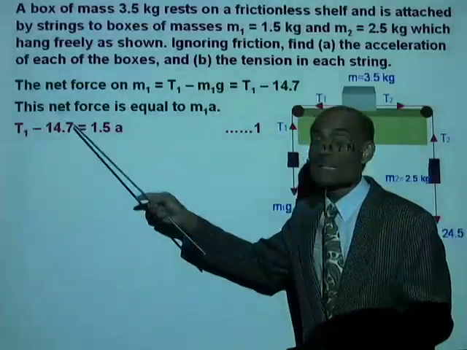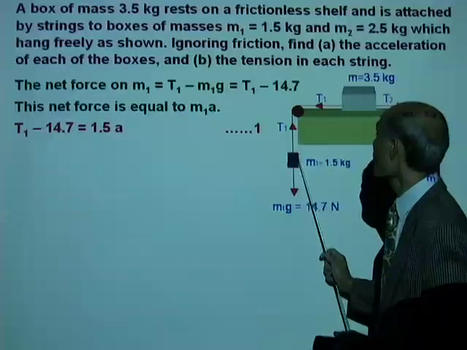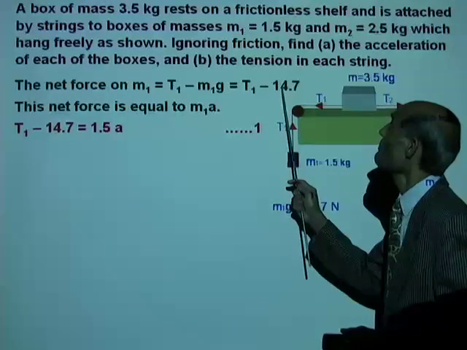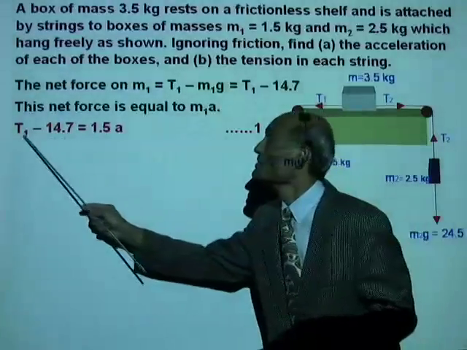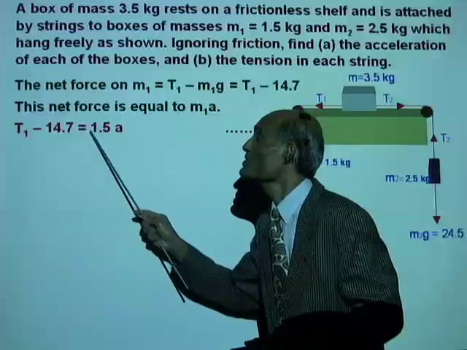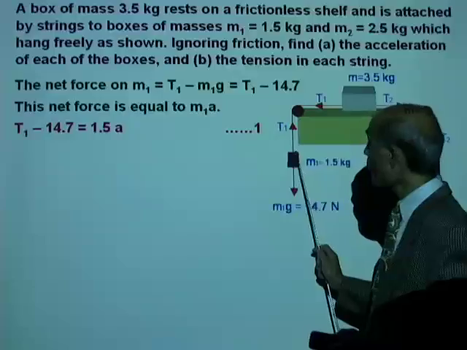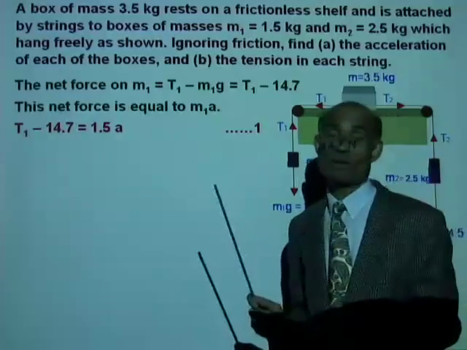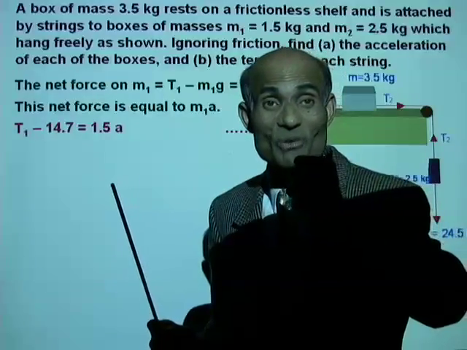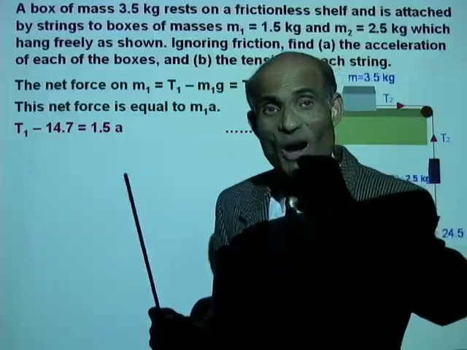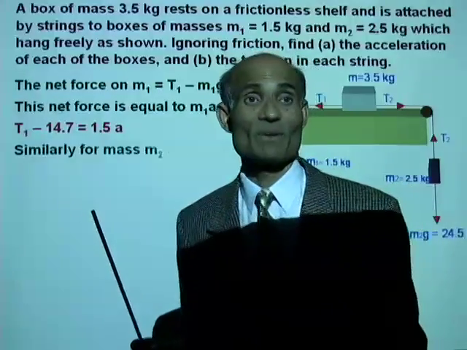Well, before we do that, let's write down the equation for M1. The net force on M1, T1 minus 14.7 equal to M1A. So T1 minus 14.7 equal to 1.5A. That is the equation for the mass M1. Now remember, the easiest way to solve problems like this, as I told you, is isolate each object and find the net force on each of them.